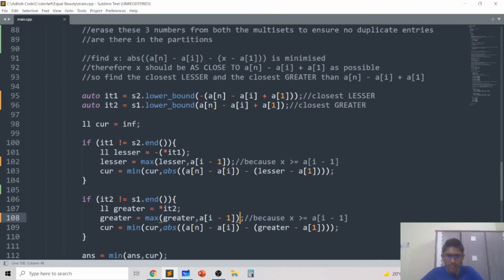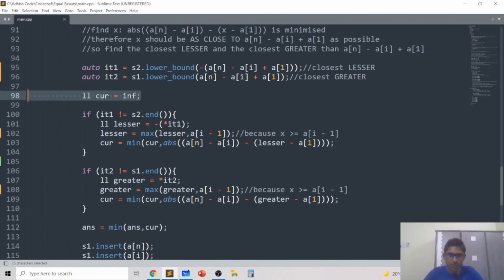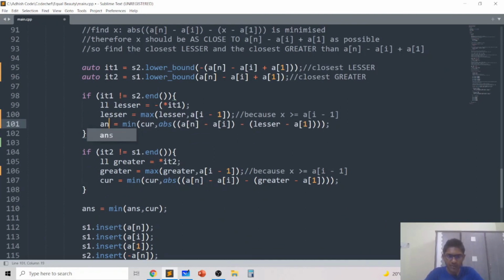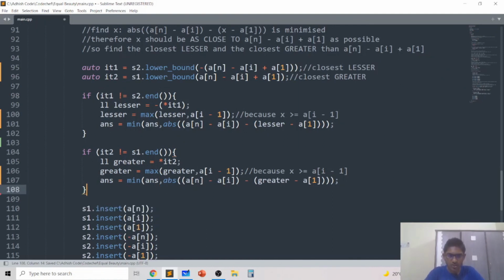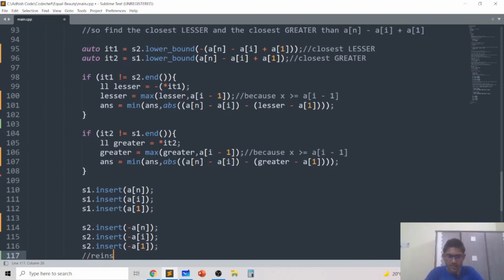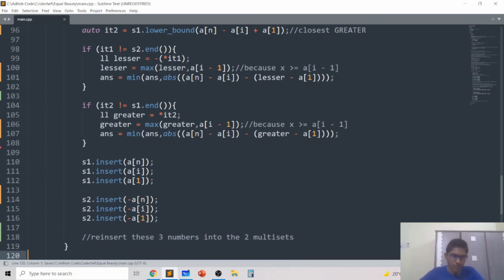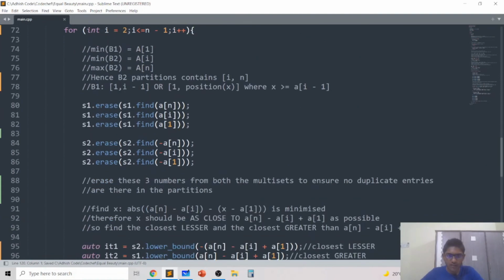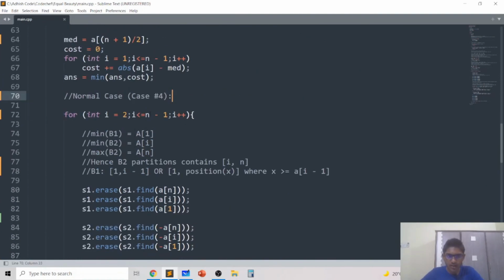Then we take the answer to be the minimum of answer, so we can just remove this variable. We take answer to be the minimum of answer comma absolute value of an minus ai minus x minus a1, where x is lesser and greater respectively, and in the end we just reinsert these three numbers into the two multisets to ensure that when we go to the next index we again retain the property that all elements are intact.